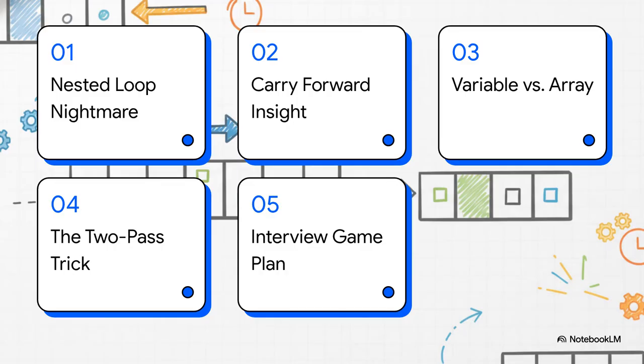So here's our game plan for today. First, we're going to tackle the problem everyone runs into, that classic clunky nested loop. Then, we'll get to that aha moment with a carry forward insight. And we're going to level it up, talking about space complexity and even some advanced variations. Finally, I'll give you the exact game plan you need to walk in there and totally impress your interviewer.